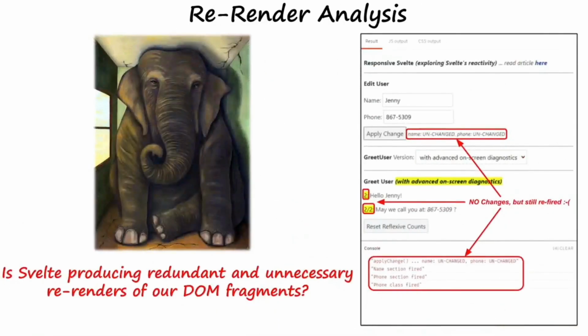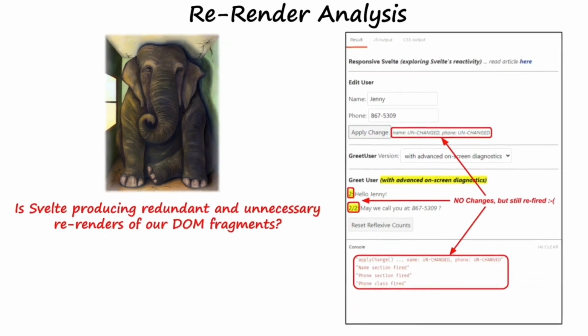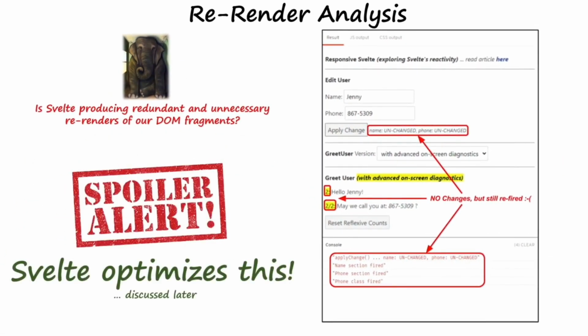So back to our re-render analysis, the elephant in the room is the question: is Svelte producing redundant and unnecessary re-renders of our DOM fragments? Remember, DOM updates are expensive. Is this really true, or is there more going on under the covers? Well, spoiler alert, Svelte does in fact optimize this. We're going to discuss this a bit later, but for now I'm going to take you through the same progression that I took when I came to this conclusion.